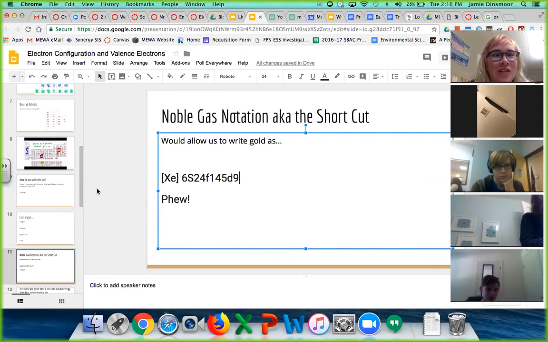Great challenge for yourself there, Logan. So this is a shortcut that you can use. When you use the noble gas, you really only have to figure out one row of this instead of the entire thing. However, I would recommend practicing writing out the whole thing, just so you understand, right? Unless it asks you specifically to do the noble gas notation, then maybe do that.